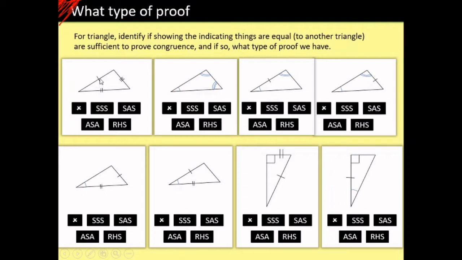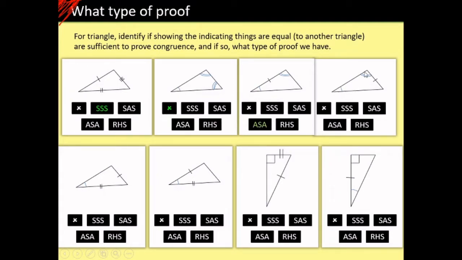So this one here, I've got 1 side, 2 sides, 3 sides. Would side, side, side make it congruent? Yes, that would. Next one, I've got information of an angle, an angle, an angle. That's not actually congruent because they could be enlargements of each other. I've got angle, side, angle. Yeah, that is a rule of congruency.